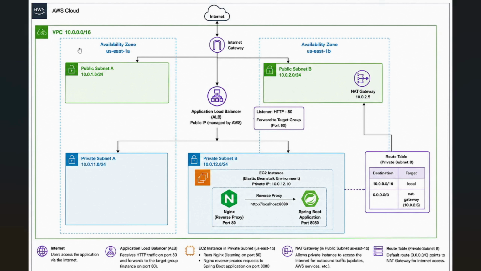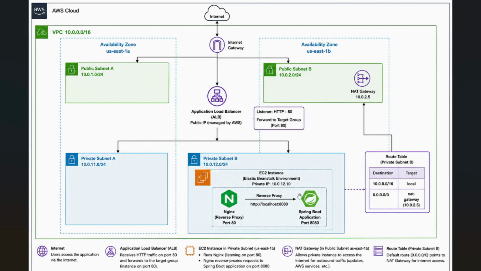So we have our VPC here. Okay, we have the two availability zones. Your availability zone one is US East 1A and the other one is 1B, and there are two public subnets, and those two public subnets are connected to your internet gateway. Okay, and then we have two private subnets, and one of the private subnets is going to have our EC2 instance. Okay, and this will be via the Elastic Beanstalk environment. We'll use the Elastic Beanstalk.